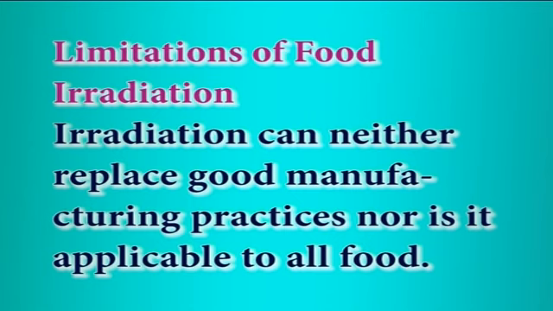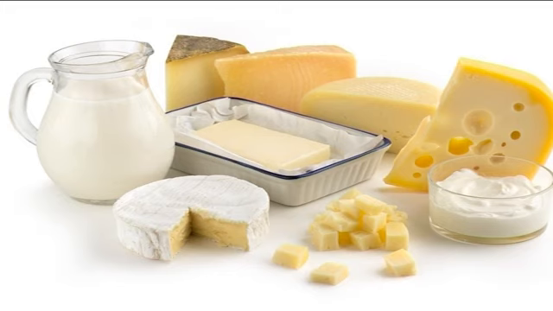Limitations of food irradiation. Irradiation can neither replace good manufacturing practice nor is it applicable to all food. For example, dairy products such as milk and butter can develop an off odor when treated by irradiation. Microbial toxins such as staphylococcal enterotoxin and aflatoxin produced by Aspergillus cannot easily be inactivated by irradiation. Virus also cannot easily be destroyed by low dose of irradiation.